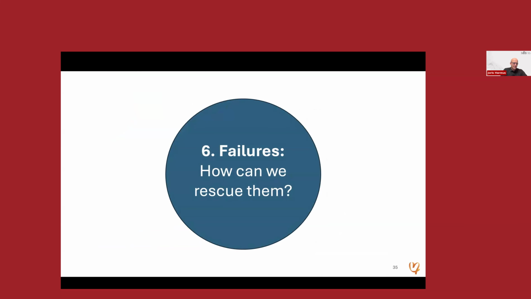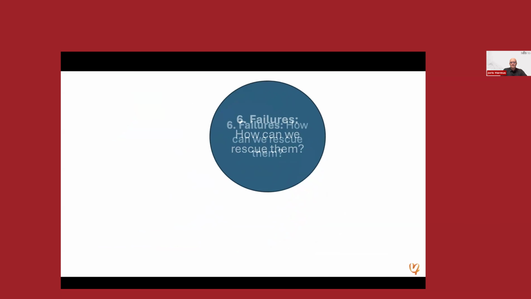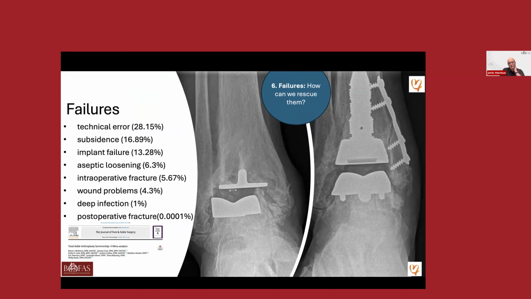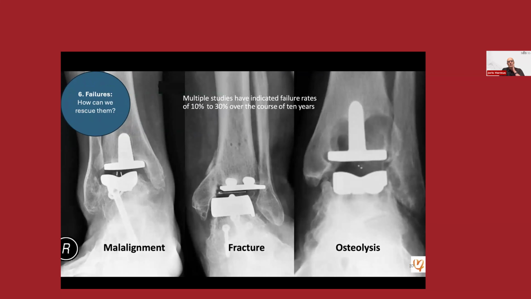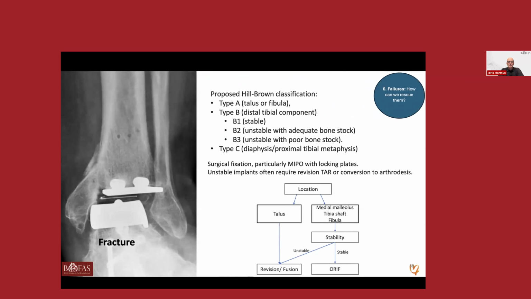So what kind of failures can occur and how can we rescue them? So these are the failures most of the time found. These is that 10 to 30%, like already mentioned, can fail within 10 years. So in case of a fracture, what you need to be aware of is that it is not because of cystic lesion or loosening, because then you need to do a revision. Therefore, Lazaridis said that almost every talus fracture postoperatively on the long term is a cause of loosening. Therefore, you need to revise it or do a fusion.